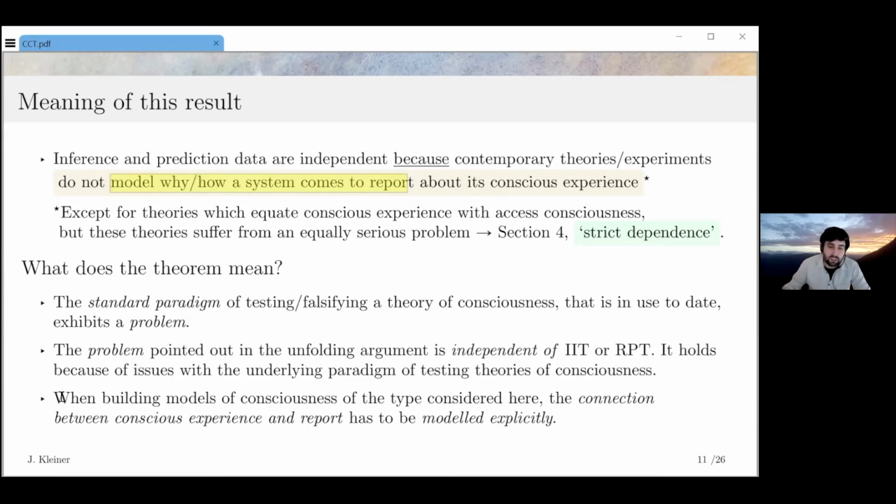So that's what's written here. The upshot is that when building models of consciousness of the type considered here, we have to consider the connection between conscious experience, according to the theory, and the report explicitly. We have to model that, and only if we do that can we avoid this problem, and make sure that the methodology used in the experiment doesn't defeat itself. Okay, so that was the first part of my talk.